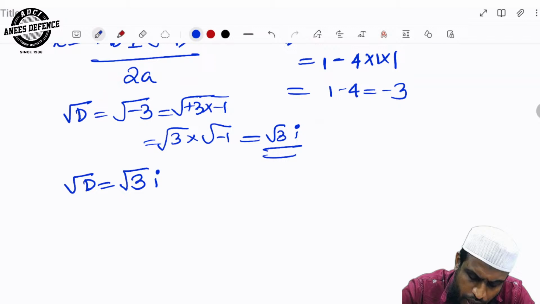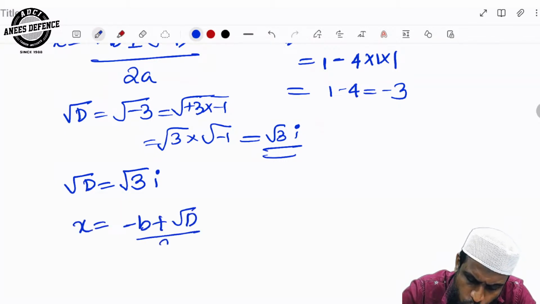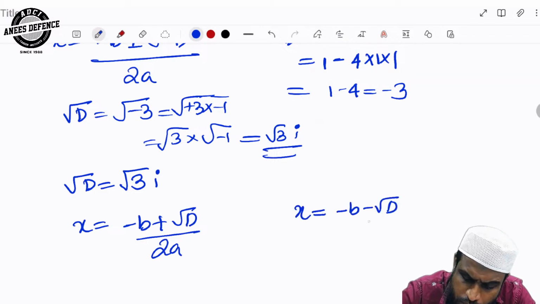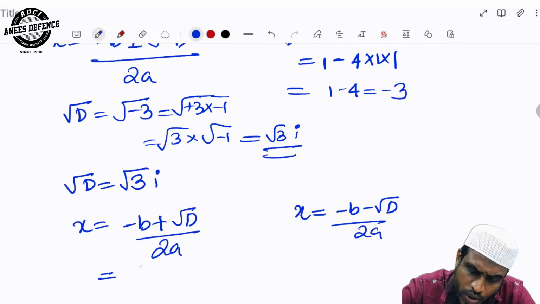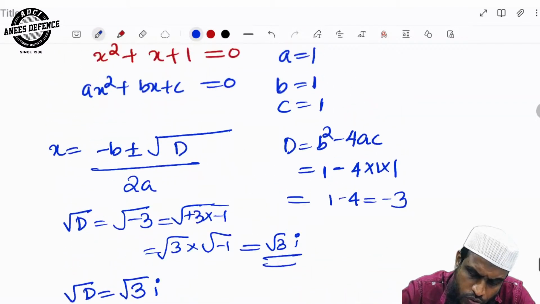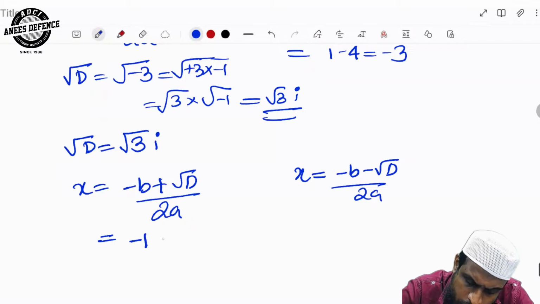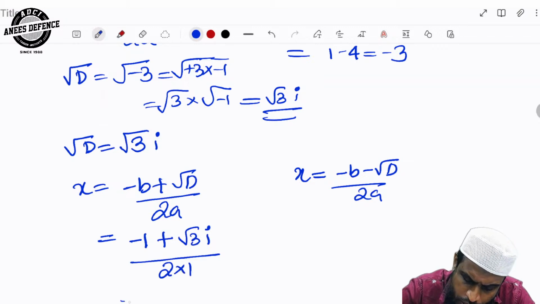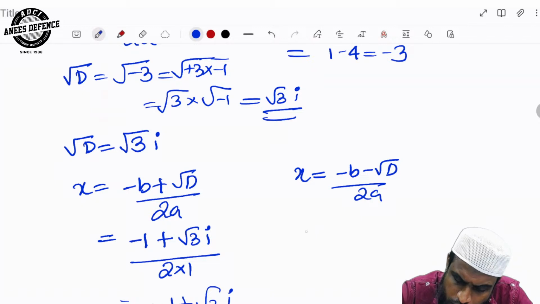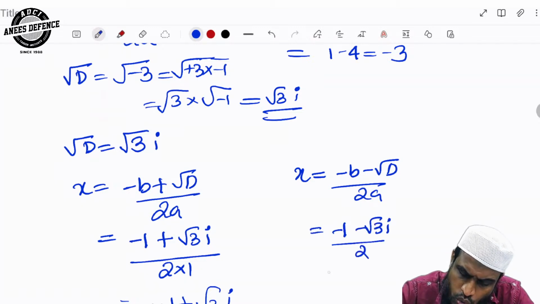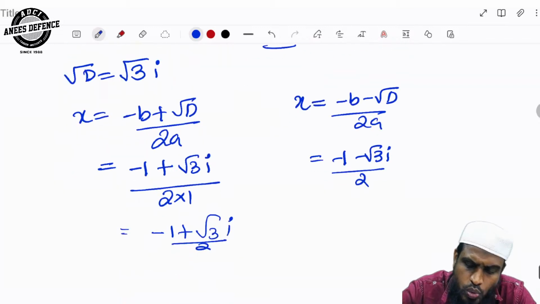So x is equal to minus b plus root D by 2a, and x is equal to minus b minus root D by 2a. b is 1, a is 1, c is 1. So minus 1, root D is root 3 iota, by 2 into 1. So we are getting minus 1 plus root 3 iota by 2. Here you will get minus 1 minus root 3 iota by 2. So here you can see two roots.